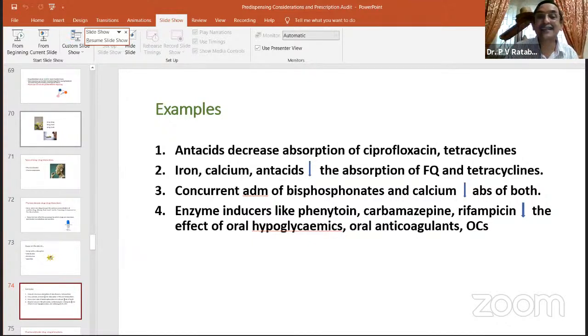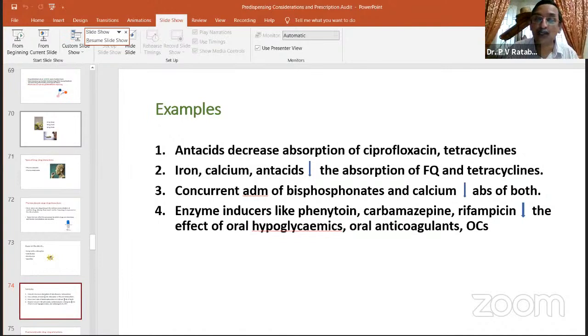Iron, calcium, antacids decrease the absorption of fluoroquinolones and tetracyclines. Don't prescribe them together. Concurrent administration of bisphosphonates and calcium decreases absorption of both. This is a common mistake by orthopedic physicians, orthopedic surgeons. For osteoarthritis or decreased calcium, they prescribe both zoledronic acid or alendronic acid, that is bisphosphonate, along with calcium. But if you prescribe bisphosphonates, that is alendronate, zoledronate, tiludronate, along with calcium, then they are antagonistic to each other.